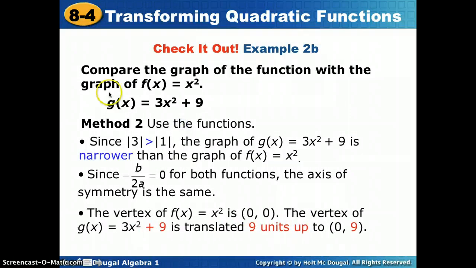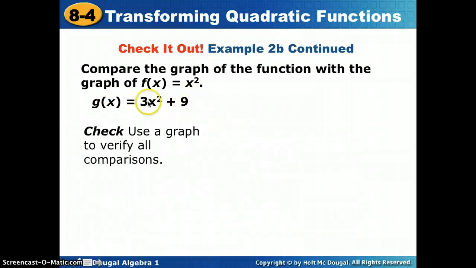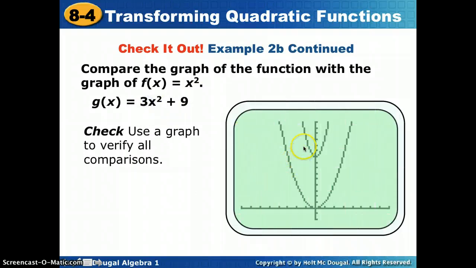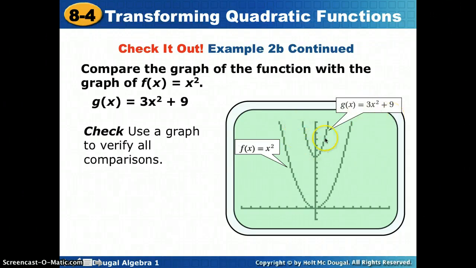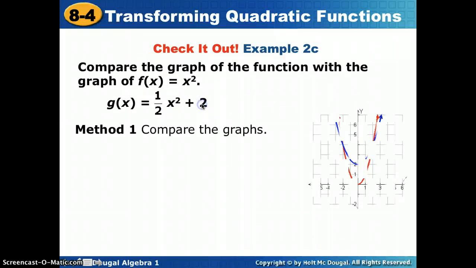It's going to be narrower. I wouldn't do all this work, it's too much. The vertex is plus 9, so it's going to go up 9. And then it's going to be narrower. Now this one's correct. They actually did this one correct. So it's up 9 and it's narrower. This one's going to be wider and up 2. Very simple. Alright, so let's move along here.